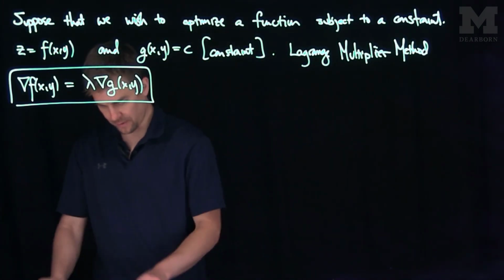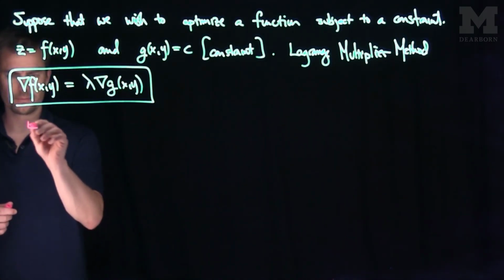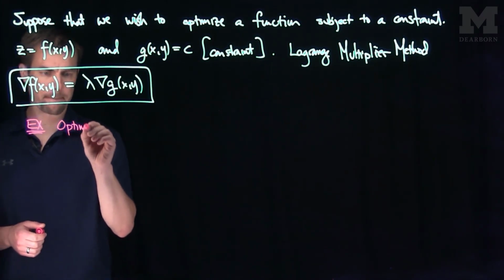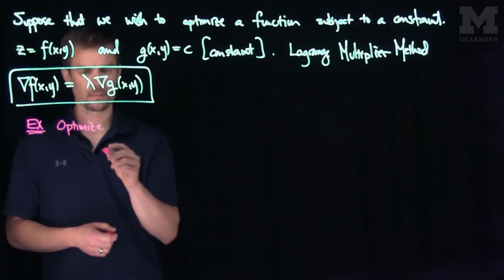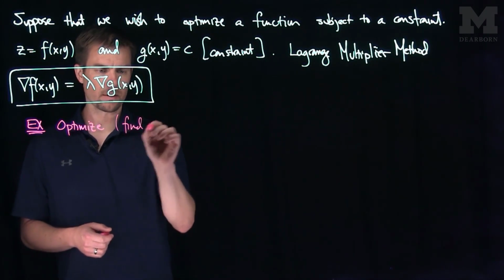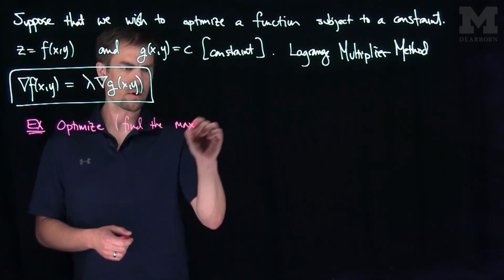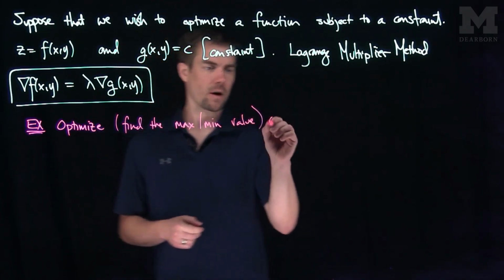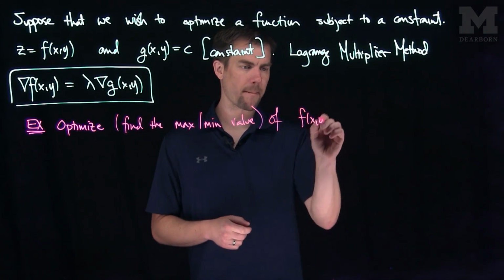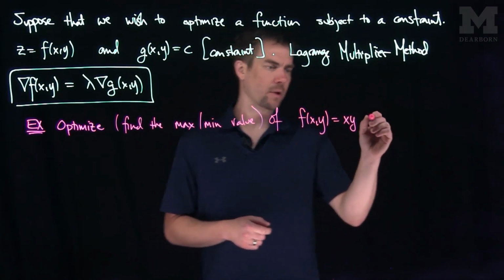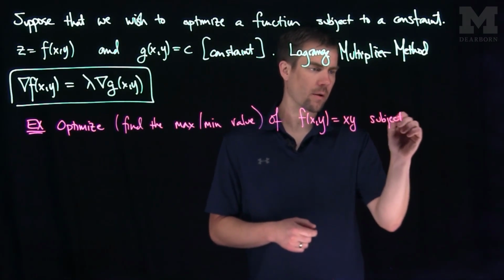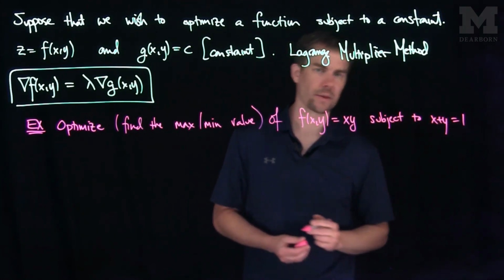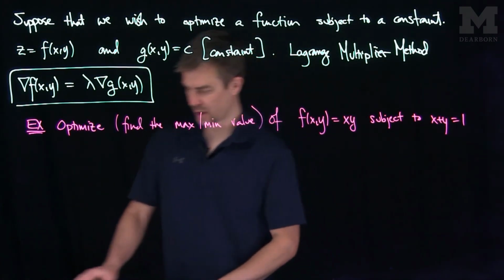So let's see an example of this in practice. Here's our example. Let's maximize or optimize, i.e. find the max or min value of the function f of x y, which is x times y, subject to the constraint that x plus y is equal to 1. There's our constraint. So let's do so.